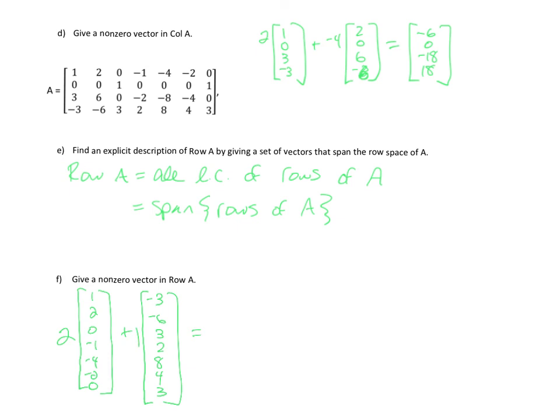So I'm going to get 2 plus -3 is -1. 4 minus 6 is -2. 0 plus 3. -2 plus 2. -8 plus 8. -4 plus 4. And 0 plus 3. A non-zero vector in row A.